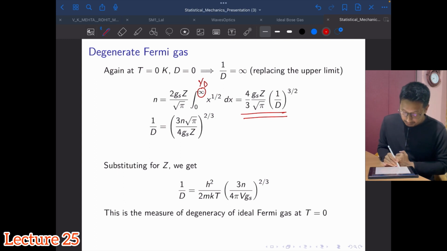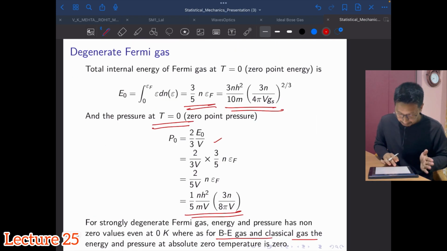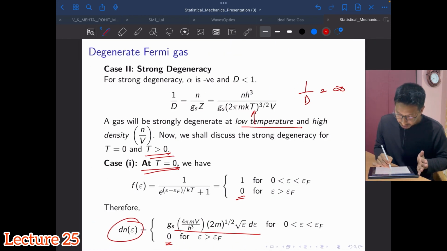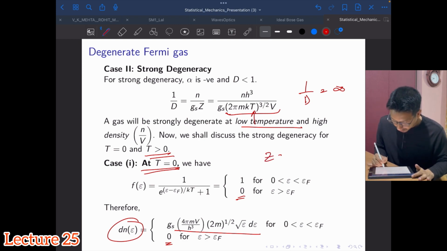Okay, then I will get an expression for 1 by d for the Fermi gas at absolute zero temperature. Okay, so now substituting for this z we already know, right? So I hope the partition function, yeah, so here it is there, right? So z, if you want to write it out explicitly, z is equal to (2 pi m kT by h square) to the power 3/2. So this is what your z is, and then one by v will come.